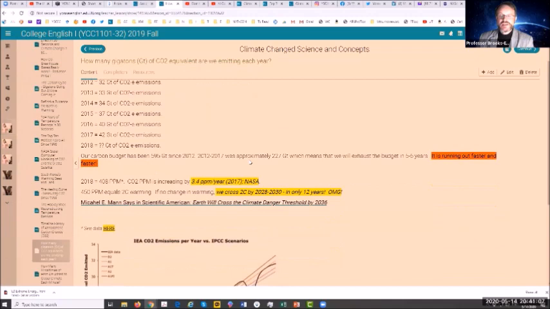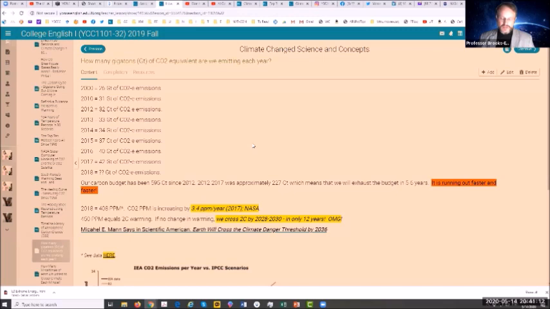Now, students will ask, is COVID-19 affecting this? It is a little bit, but when you realize how massive our accumulated emissions are and how big our actual fossil fuel infrastructure is, it's actually not going down very much. What we would have to do to bend the curve down is have COVID lockdowns every year for the next 20 years. So that's not gonna work.